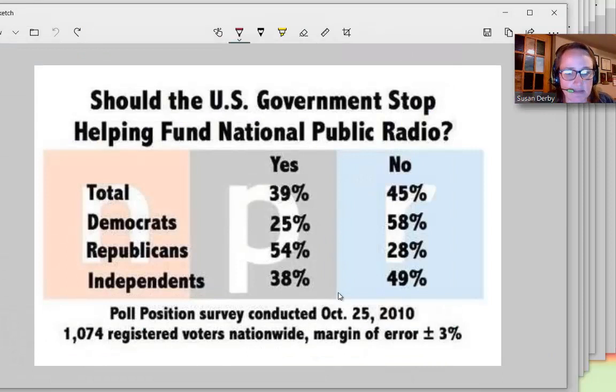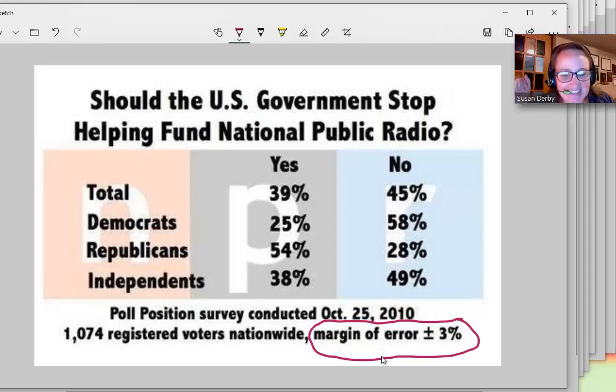We asked you guys to collect some data, and this is some information that some of my students put into their sheet. And so one of my students knows how much I love NPR, and so they found this statistic about should the government help fund National Public Radio. And so they have information about Democrats, Republicans, Independent, who said yes, who said no. And what we are focusing on here is this little part right down here. A lot of times we see margin of error at the bottom of the data or statistic that they're giving us. So this one tells us the margin of error is plus or minus 3%.